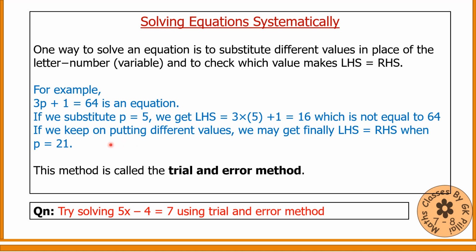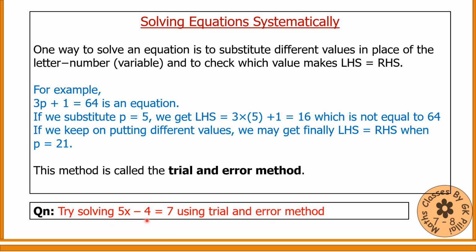Finally, when you put p equal to 21 in the place of p, only then will this become equal to 64. And this method is called the trial and error method. This method cannot be used efficiently, so that is why we don't attach much importance to this one. This is a textbook question only.